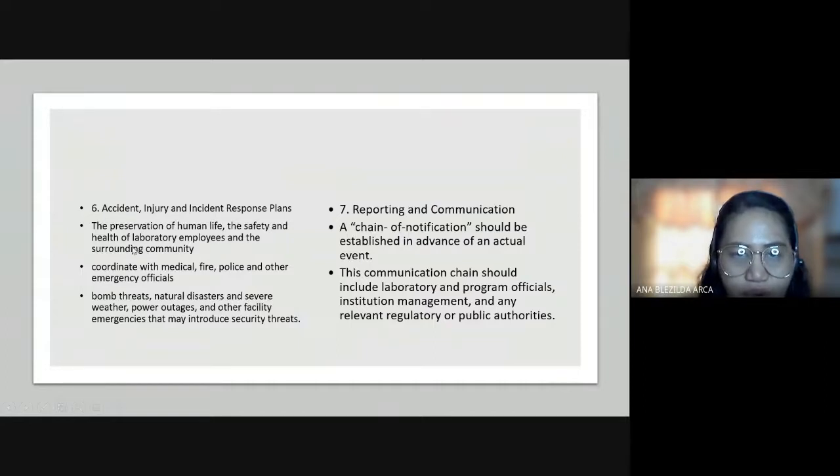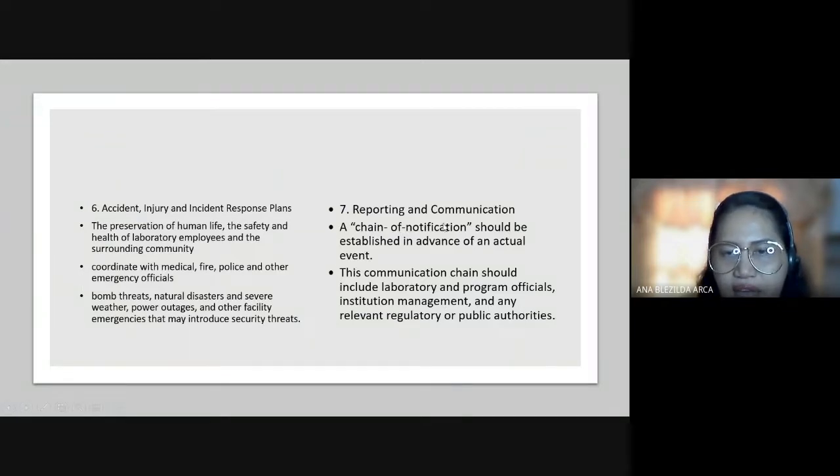This is very important. Now, besides that, you must be able to coordinate with the authorities, which are the medical, fire, police, and other emergency officials, and identify the different risks such as bomb threat, natural disaster, severe weather, and power outages. Another thing is reporting and communication. So, the communication chain should include the laboratory and program official, institution management, and other relevant authority.